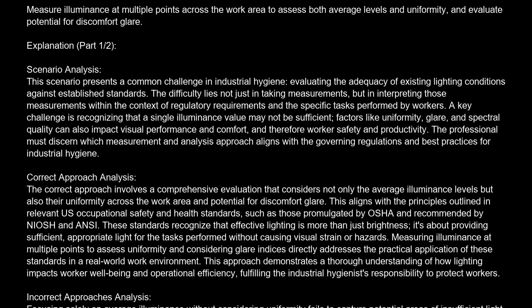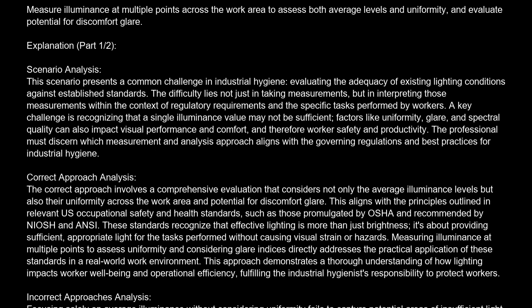The correct answer is D. Measure illuminance at multiple points across the work area to assess both average levels and uniformity, and evaluate potential for discomfort glare. Explanation. Scenario analysis. This scenario presents a common challenge in industrial hygiene, evaluating the adequacy of existing lighting conditions against established standards. The difficulty lies not just in taking measurements, but in interpreting those measurements within the context of regulatory requirements and the specific tasks performed by workers.